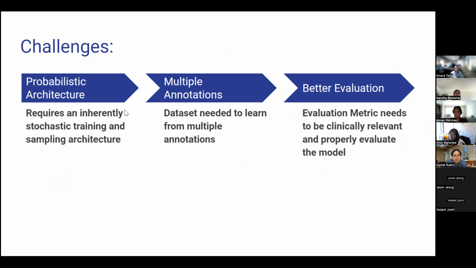So here are the challenges. What we need is an inherently stochastic network, both in training and in the sampling process. Next, we want multiple annotations for the dataset, which can be expensive. And then we need a better evaluation metric so that it can be clinically relevant, and so we can properly evaluate the model.